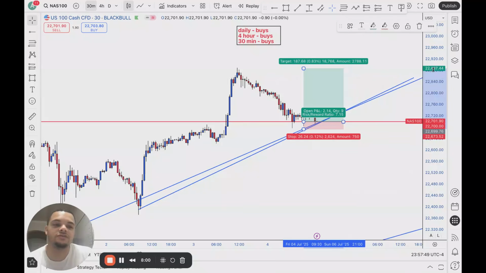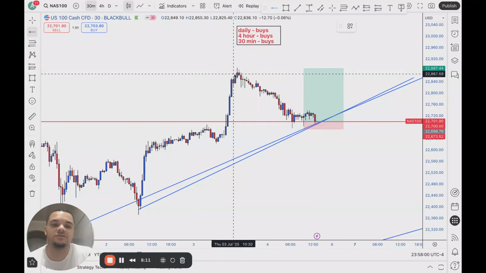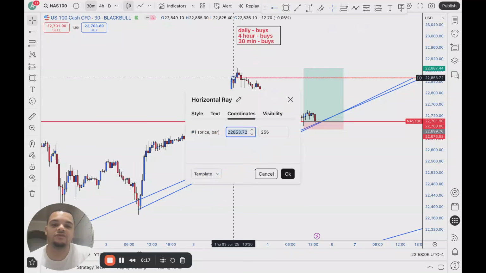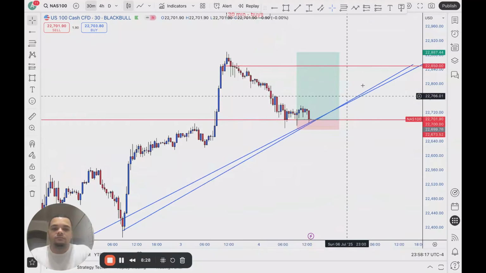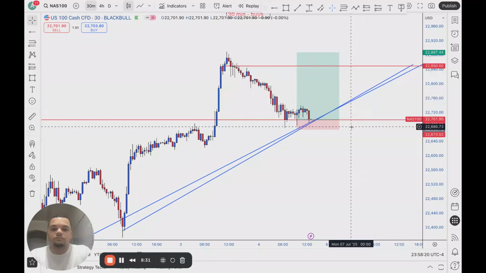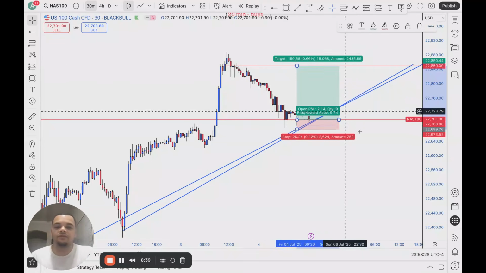All the way up to the 22,850 area. I'll even mark it. Remember I said banks like whole numbers, so let me do 22,850. That's where I think price is going to end off at.